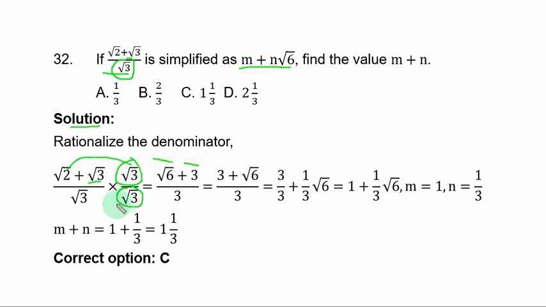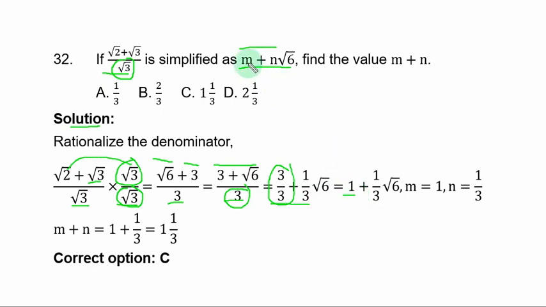Root 3 in the denominator times root 3 here, you have 3. We can rearrange following this pattern by writing 3 plus root 6 over 3. The numerator, the two terms there, they are sharing 3 in common. You can break it down in this form where you have 3 over 3 plus 1 over 3 root 6. If you divide this term, you have 1 plus 1 over 3 root 6.